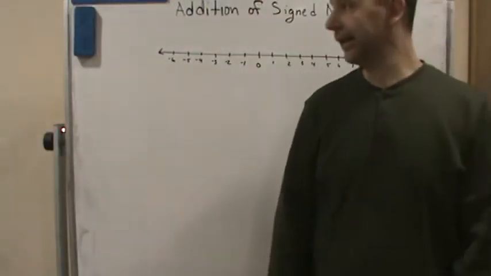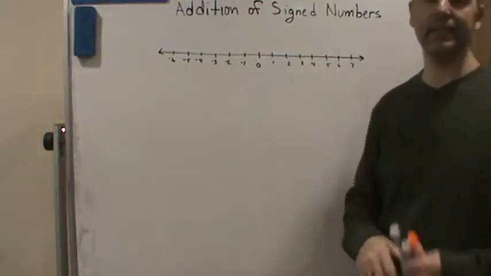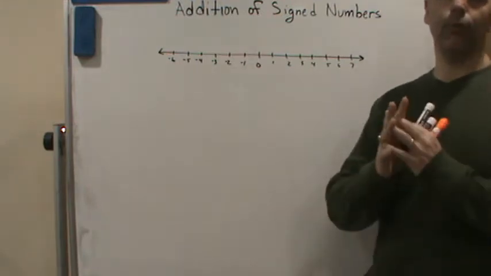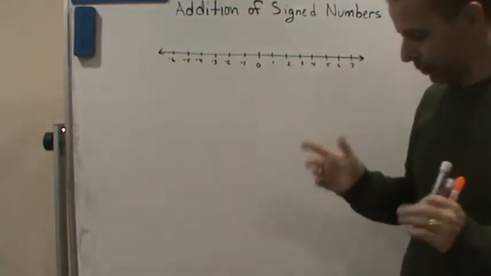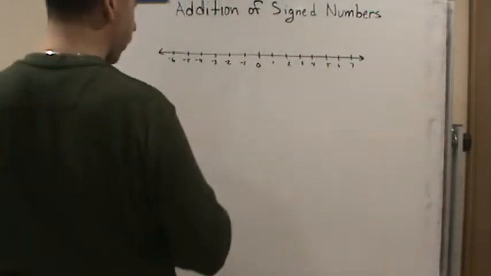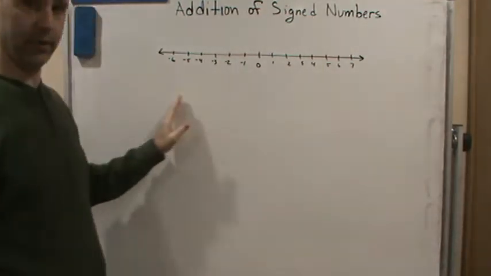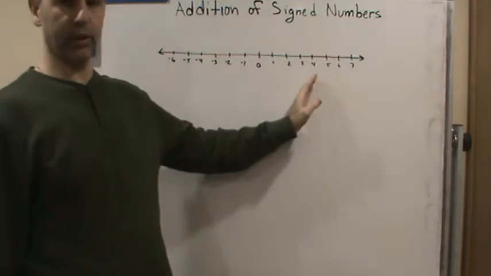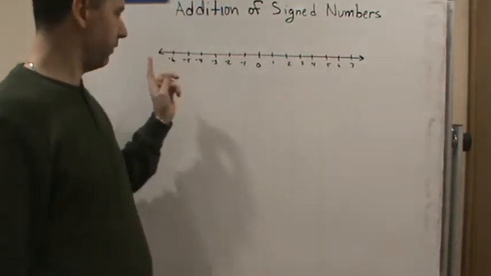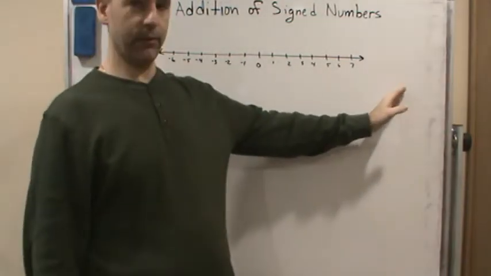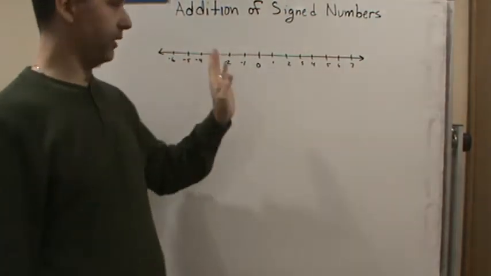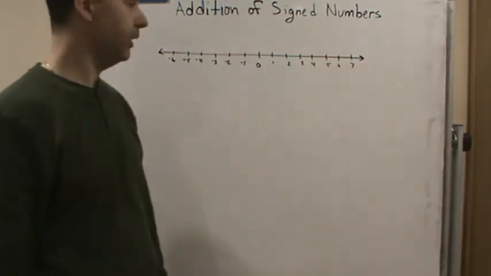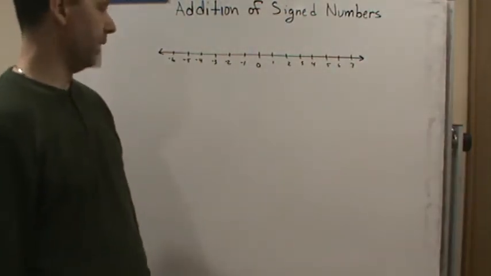Okay, so welcome back. Now we're going to start talking about adding signed numbers. So before we start doing examples, let's go through a couple of things. On the board I have a number line. This is the real number line. This represents all real numbers, from negative infinity to positive infinity. That's why we have the arrows at the end. It just says that it keeps going on to infinity in both directions.